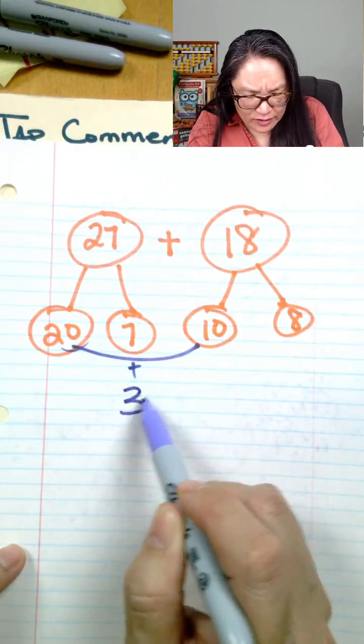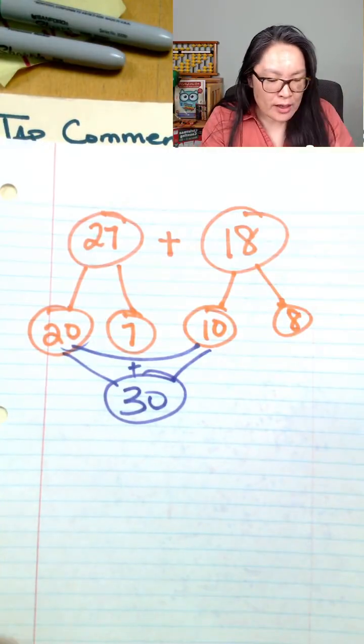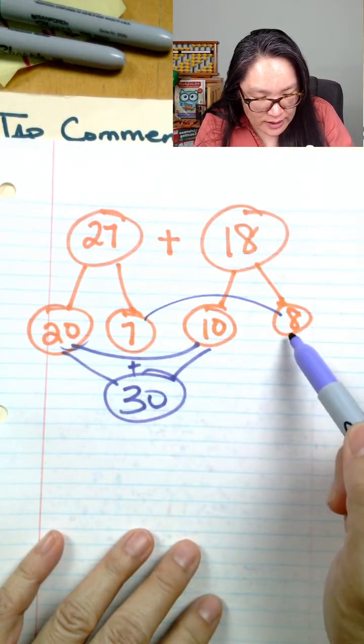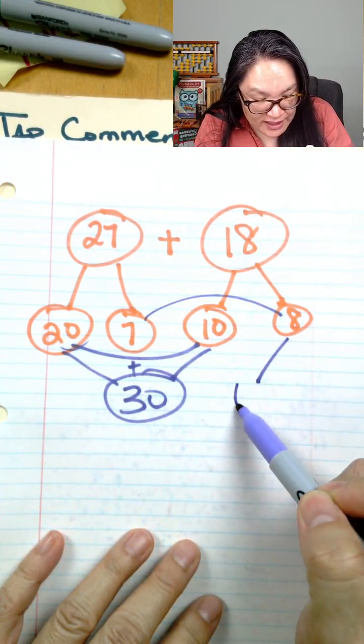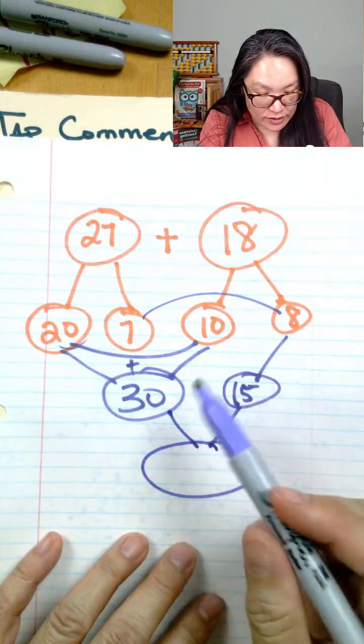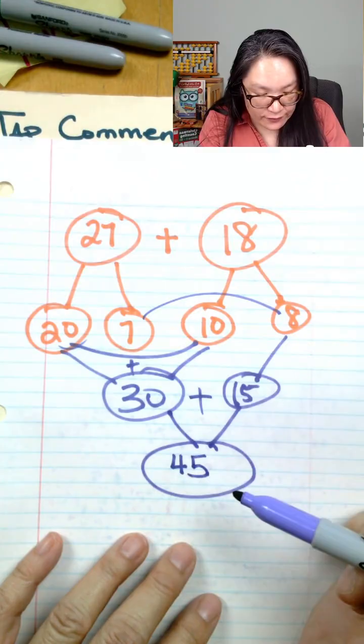I don't know what happens after this, but I'm just going to write 30. Oh, I guess she does this. I'm just pulling from the air. So then we take the 7 and the 8, and that makes it 15. And then she does it again, gives you the answer. So we add these two together, it's 45.